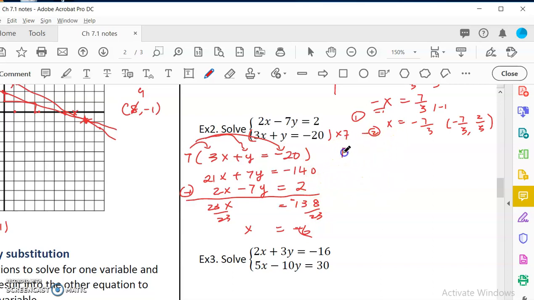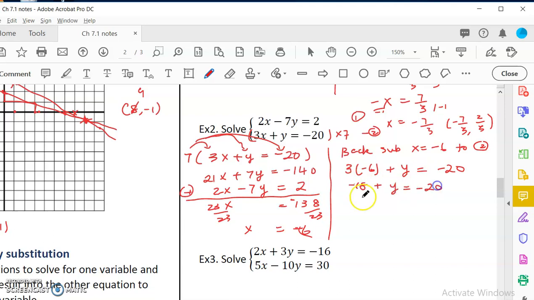I would do back substitution, right? Substitute x equal to negative 6. Maybe I could just go back to the original equation 2 here. 3 times negative 6 plus y, I like this because it's y already, equal to negative 20. So negative 18 plus y equals negative 20, plus 18 on both sides. Y would equal negative 2. So our answer would be, the solution is negative 6 and negative 2.